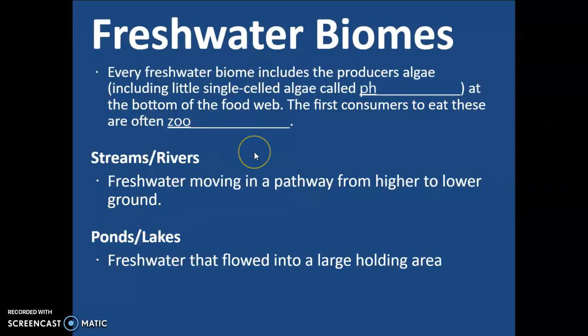So freshwater biomes. Every freshwater biome includes the producers, like algae, and it includes a little single-celled algae called phytoplankton. That's at the bottom of the food web. It's where the sunlight comes and it begins the journey of energy through our ecosystem. And the first consumers to eat that, first thing to eat the little phytoplankton that have done photosynthesis, are other single-celled creatures called zooplankton. So it's very similar to on land.